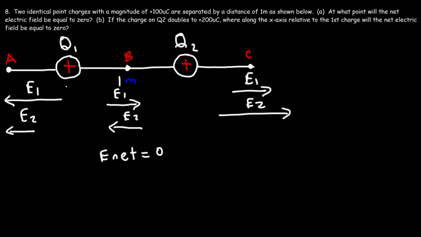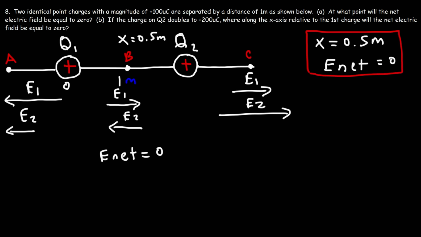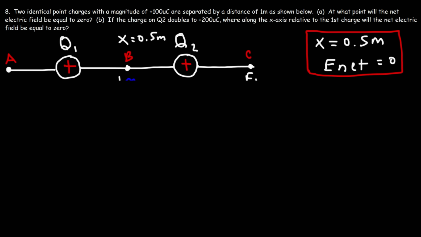So let's assume that Q1 is the origin. It's at position 0. Point B will be at 0.5 meters. So at 0.5 meters relative to the first charge, the net electric field will be 0. E1 and E2 will cancel completely. So that's the answer for part A. At point B, or at the midpoint between Q1 and Q2, the net electric field will be 0. Now, what about part B?